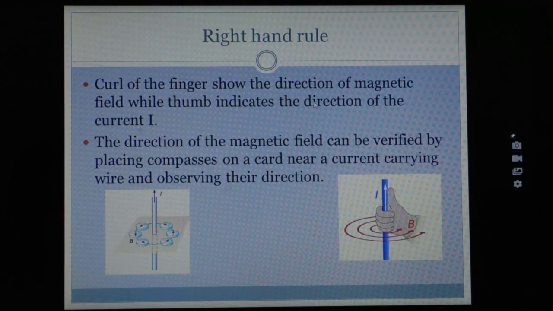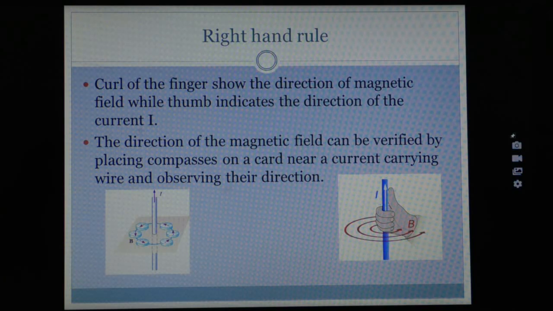Curl of the finger shows the direction of magnetic field, as I told you, while thumb indicates the direction of the electric current. The direction of the magnetic field can be verified by placing compasses on a card near a current carrying wire and observing their direction. Okay, you want to verify the presence of magnetic field. This could be done by introducing a magnetic compass.